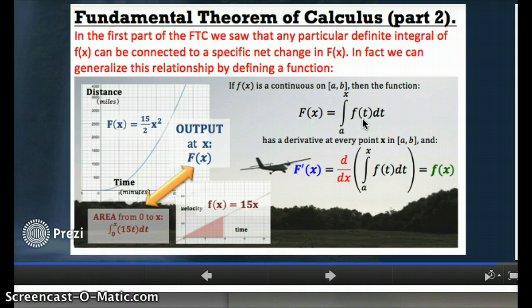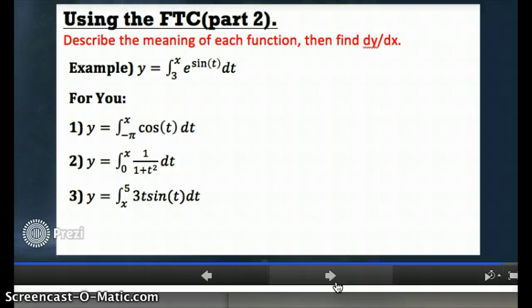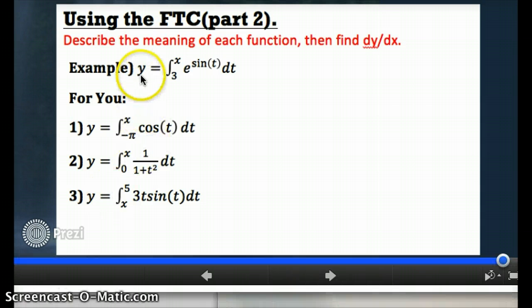Okay, you're probably horribly confused, and you're going to be so happy when we do the examples, because they're so easy. We'll come back to the big idea, so don't give up on the big idea. But let's just take a look at some functions that are defined this way. On the screen, you see 4 functions. Each of these functions is defined using an integral. Your job is to explain what each of these functions means. In other words, what's its input, what's its output, and then find the derivative of each of these functions.